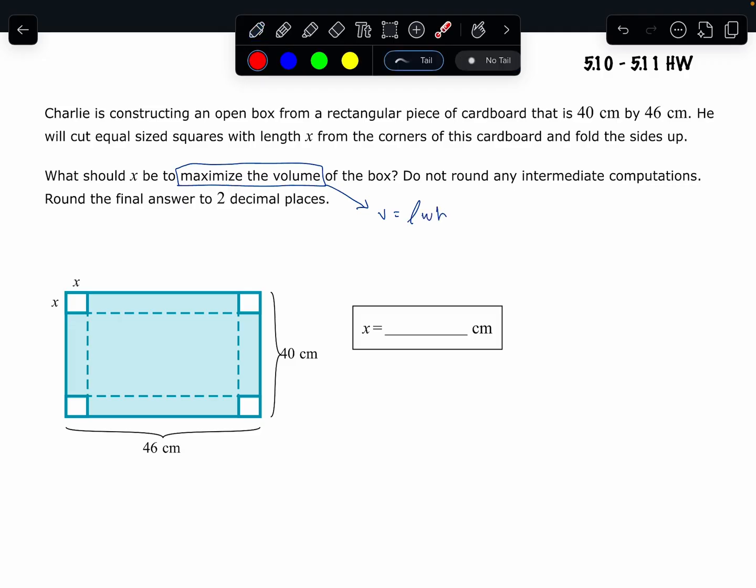Now, this isn't really a function because we have length, width, and height. So is there a way where I can take length, width, and height and define it in terms of x? Because that's really what we want to do. We're trying to maximize volume, but we're trying to see what value of this x right here is.